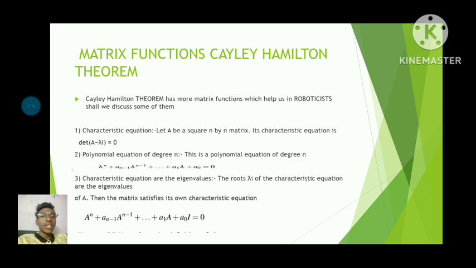Then the third equation, the characteristic equation of eigenvalues. The roots lambda_i of the characteristic equation are the eigenvalues of A. Then the matrix satisfies its own characteristic equation, where A^n plus a_(n-1) A^(n-1) plus up to a_1 A plus a_0 I equals 0.